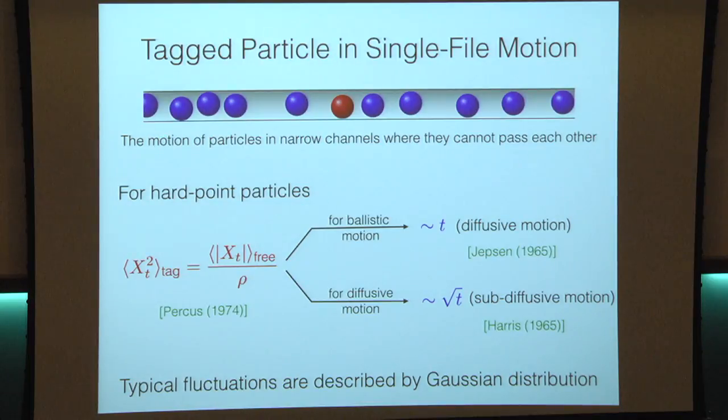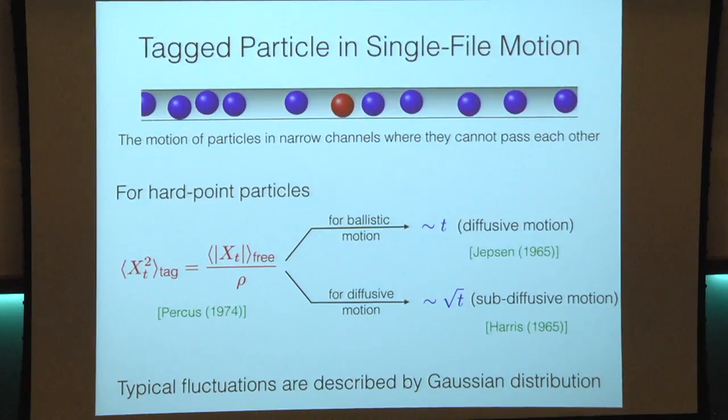Now I'm going to make a model for this system. I'll just consider the system in one dimension, and I'll replace these balls by point particles. These are point particles, and the interaction is hardcore. Then I'll tag one particle, let's say the particle in red, and I want to know its motion. What is known is that if I look at the motion of this particle, it's a hard point particle in one dimension.